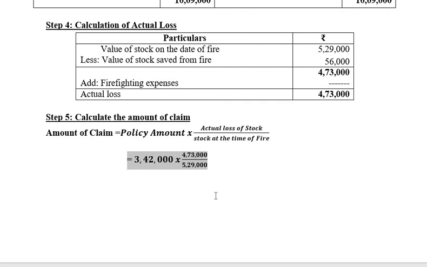On this basis, when we calculate, it comes to 3,05,795.86 rupees, or we can take it as 3,05,796 rupees. The claim amount is 3,05,796. So this is the procedure for the calculation of the claim amount when both direct and indirect expenses are given. So that's it.